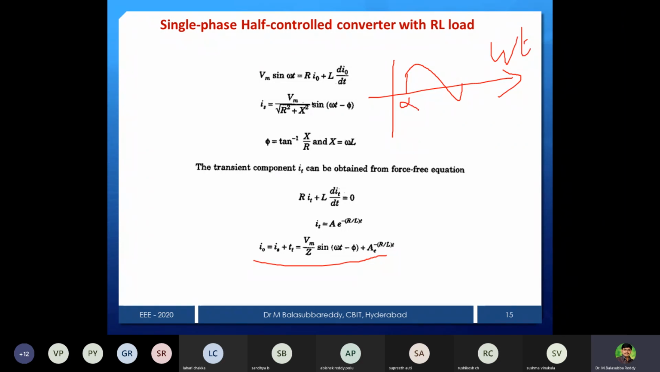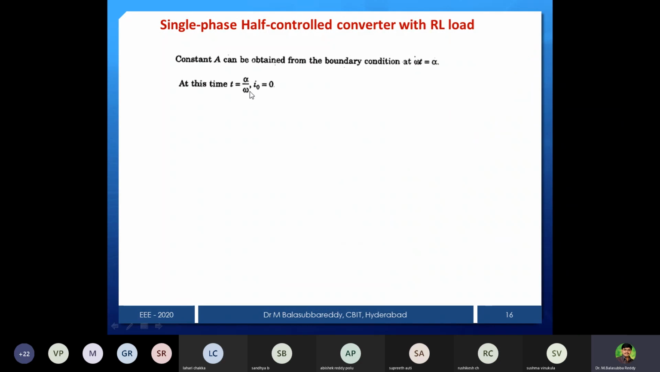At omega t equal to alpha, what is the current? Your current waveform will be like this. Current is equal to 0 initially. At omega t equal to alpha, i is equal to 0. So i naught is equal to 0 at omega t equal to alpha. Substitute that in this equation. With omega t equal to alpha, the current i is 0, and the unknown parameter is A into e power minus R by L into t, where t is alpha by omega, because omega t is alpha. So t is known and A is known.